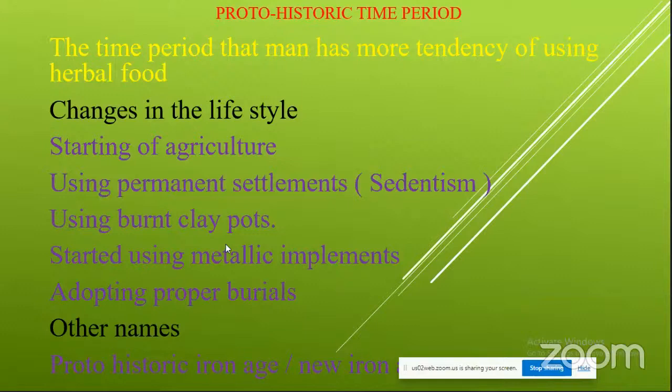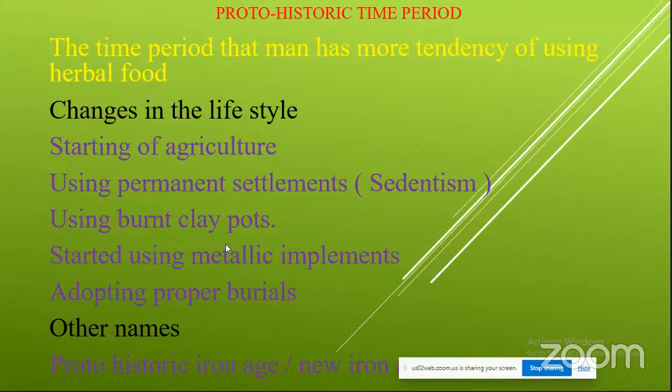So when we come to the proto-historic time period, what is the proto-historic time period? When the Stone Age man of Sri Lanka was living in Sri Lanka, they experienced a climatic change. The entire world had experienced a climatic change. So what is this climatic change? Normally the Stone Age men of Sri Lanka were living in the Ice Age. The entire world had been covered with ice, and only in the Ice Age were they living in Sri Lanka.